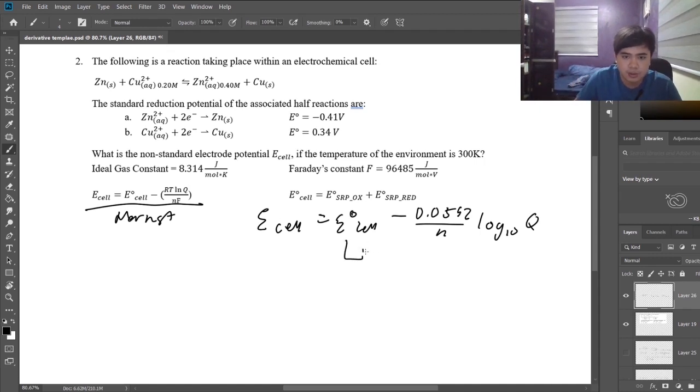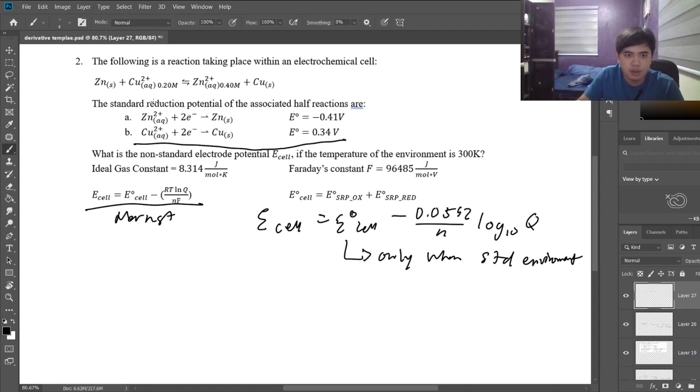So this is used only when standard environment conditions apply. So we have to use this Nernst equation. So how do we do it? Well, we have to start by completing this reaction using these two right here.